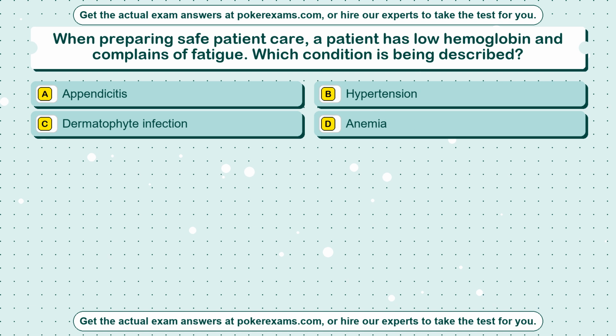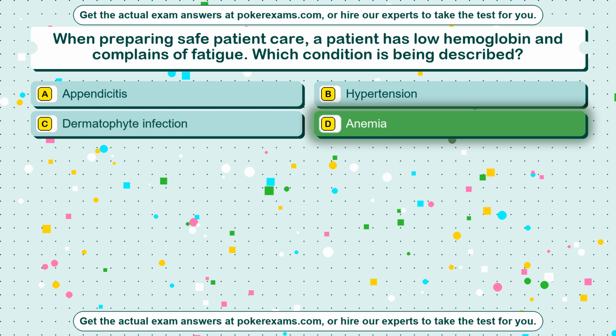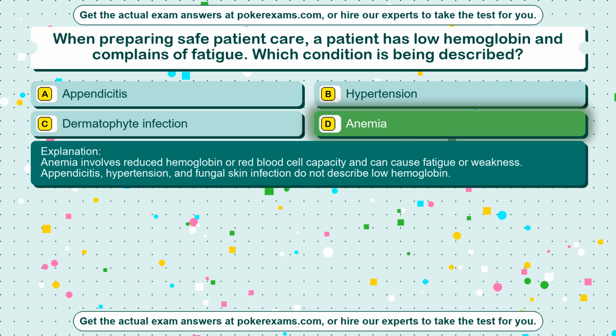Question 70. When preparing safe patient care, a patient has low hemoglobin and complains of fatigue. Which condition is being described? Option A, appendicitis. Option B, hypertension. Option C, dermatophyte infection. Option D, anemia. The correct answer is option D, anemia. Anemia involves reduced hemoglobin or red blood cell capacity and can cause fatigue or weakness. Appendicitis, hypertension, and fungal skin infection do not describe low hemoglobin.